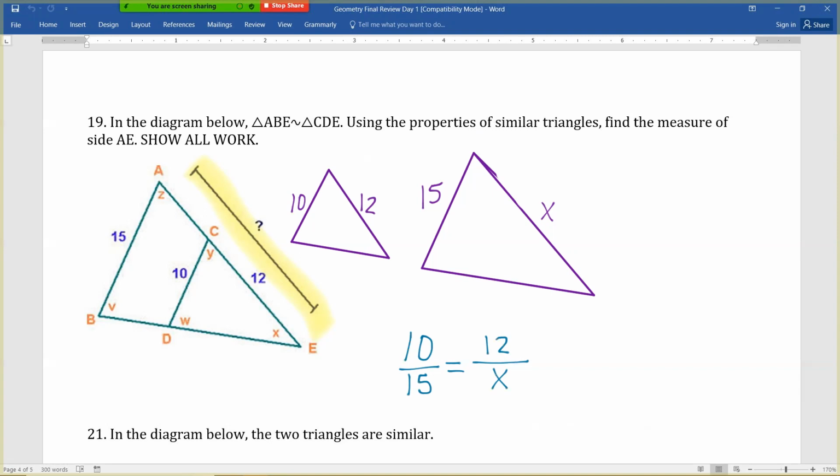And then I'm just going to cross multiply. So these two get multiplied together: 10 times x is 10x. And then these two get multiplied together: 12 times 15 is 180. So 10x equals 180. To get x by itself, I'm going to divide both sides by 10. 180 divided by 10 is just 18. So the measure of side AE is 18 units.